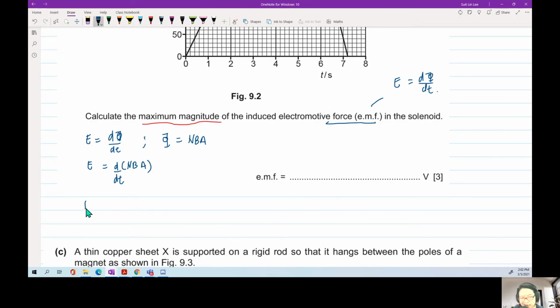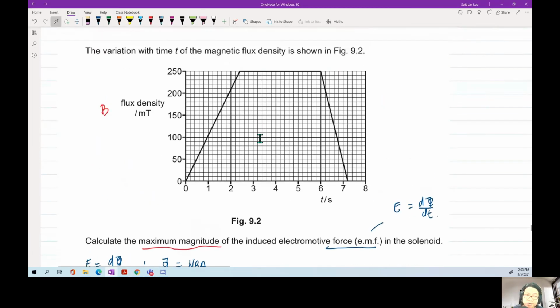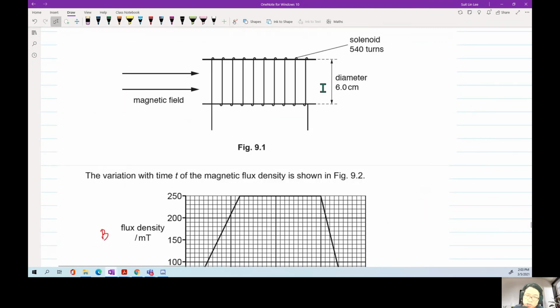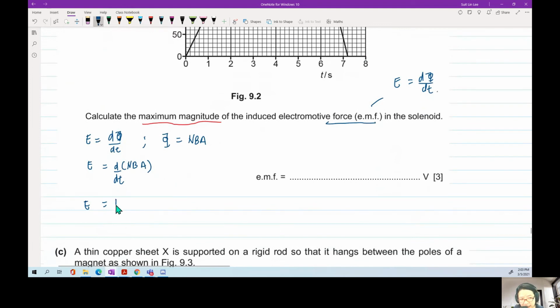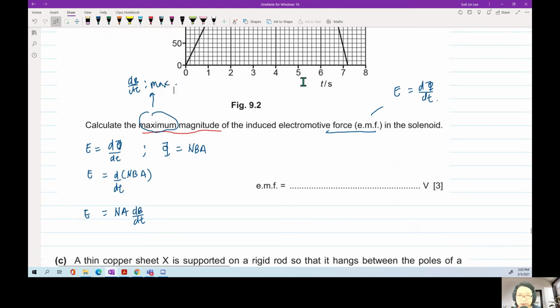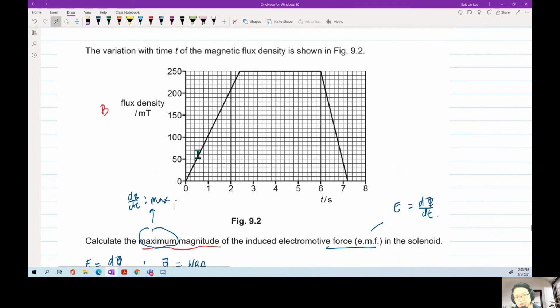All the constants we kick outside and we quarantine the variable. What is the variable? B. Area is constant because diameter is constant. N is constant because you didn't change the solenoid. So that would be N A dB dt. If I want maximum magnitude, this means dB dt is maximum. Where is dB dt maximum, my friends? Miss, here or here, this one. This is less steep, this is more steep. Very good. So we've got to find what dB dt is, which is the gradient.